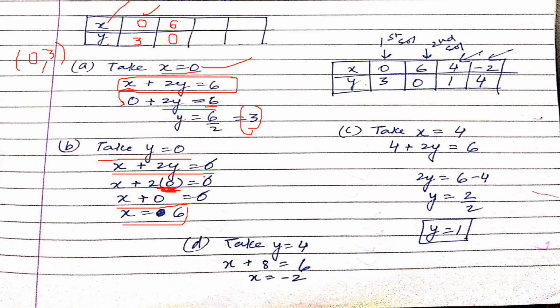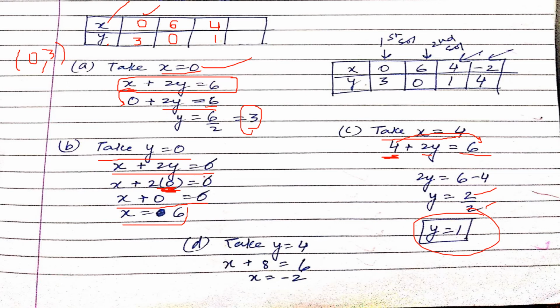Now for the third solution, I have taken x as 4. Now I will solve the equation to find the value of y. Very simple. So the equation is x plus 2y. In the place of x, I have 4 plus 2y is equal to 6. This 4 will come to this side as minus. So 6 minus 4 is 2. This 2 will come in division, and the answer will be 1. So we have got y as 1.